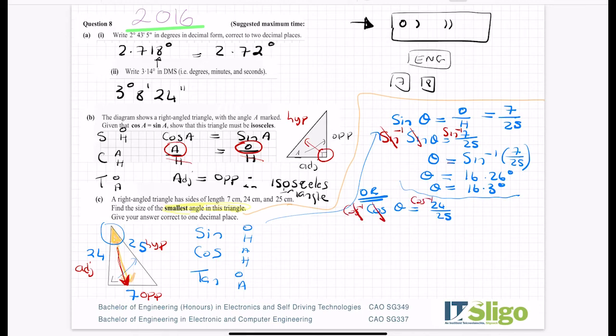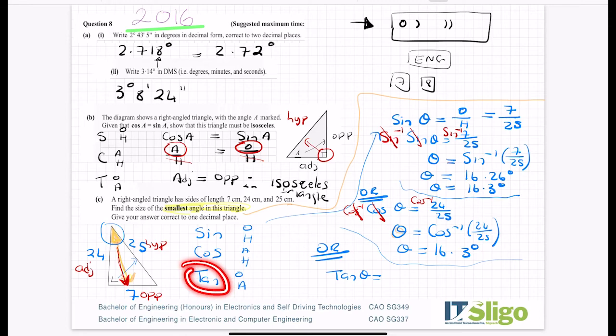Cos and cos inverse cancel to leave me with theta, the angle, being equal to cos inverse of 24 over 25. So put that into your calculator. Cos inverse lives behind cos, and you'll see you get theta being equal to 16.26 degrees again, or theta being equal to 16.3. Or you could have used tan. The sides that tan links together are opposite over adjacent. You can see these just link different sides together. So tan theta is opposite over adjacent, so 7 over 24.